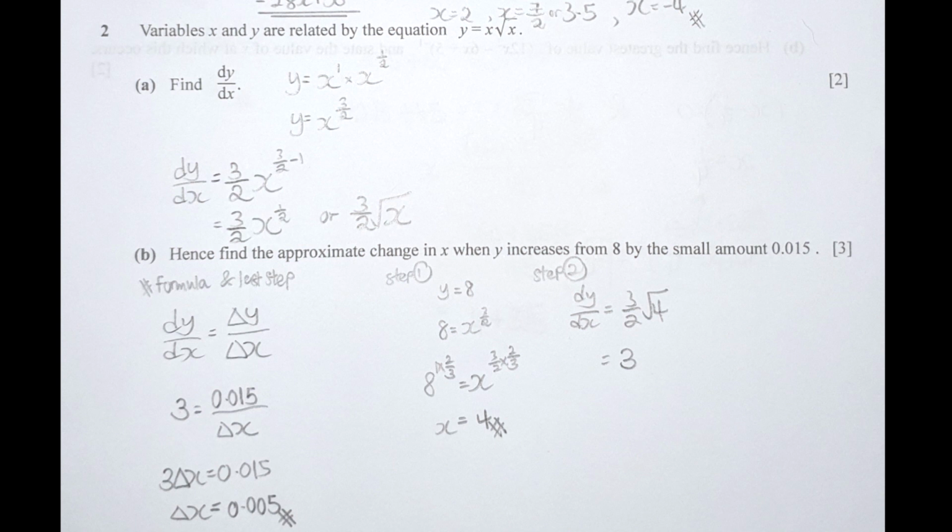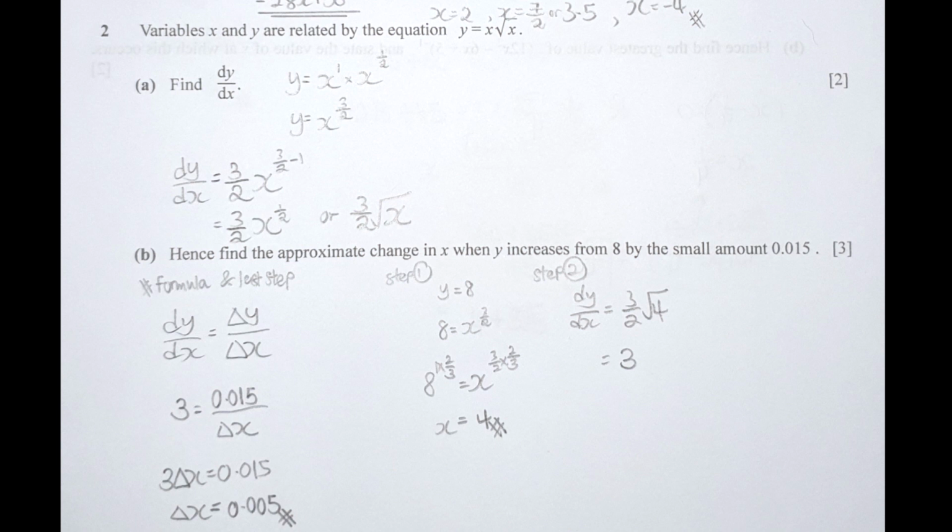In part B, find the approximate change in x when y increases from 8 by a small amount of 0.015. This is the trickiest type for this kind of question. If they are asking for change in y, that one will be the easier variation of this question. A formula to remember is that dy/dx equals change in y over change in x. That's the first formula that I've written down.